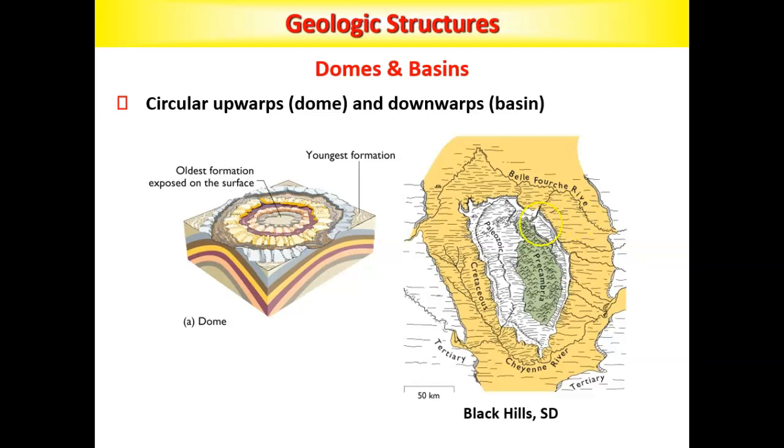If there were strike and dip symbols on some of these layers, there would be a long line like this with a short line pointing away, pointing away, pointing away, pointing away. No matter where I look, the short little line of my strike and dip symbol would always point away from the middle. And so I could use those two features to identify this as a dome.